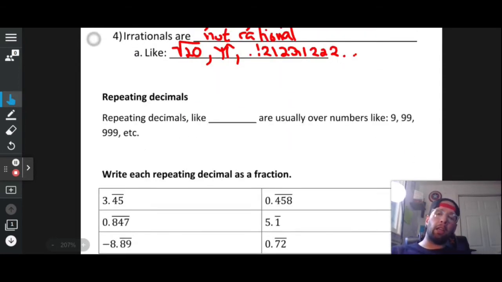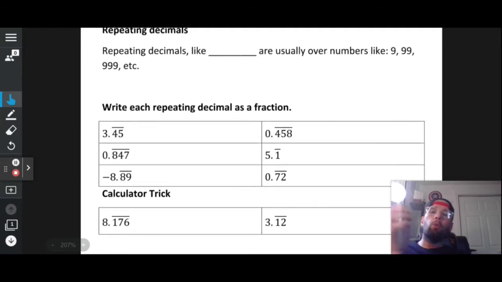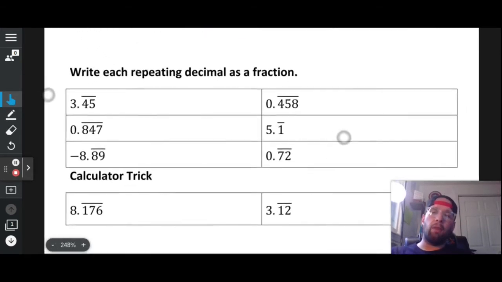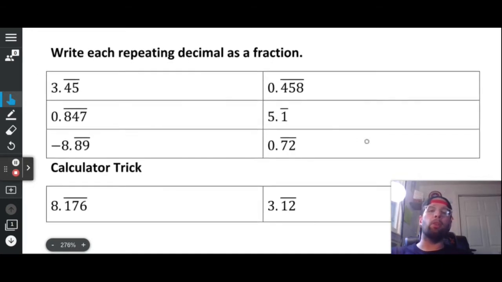Now let's talk about repeating decimals. Repeating decimals like 3.67 repeating are usually over numbers like 9, 99, or 999. And if you're like, well, which one is it? Well, let's find out. The amount of repeating numbers that I have is going to be the amount of 9s that our number is going to go over.